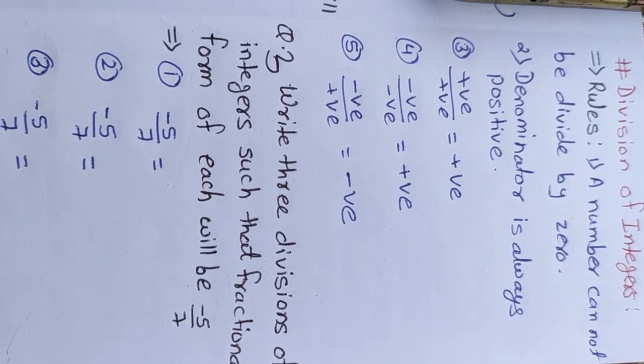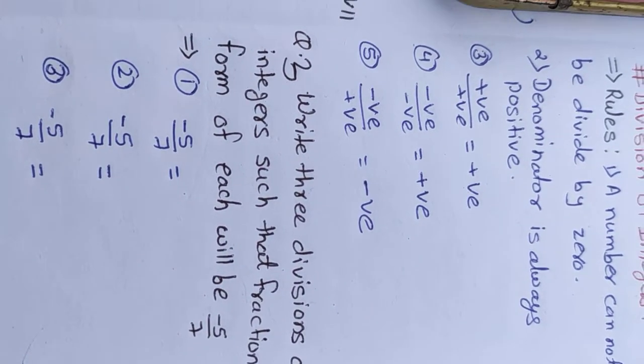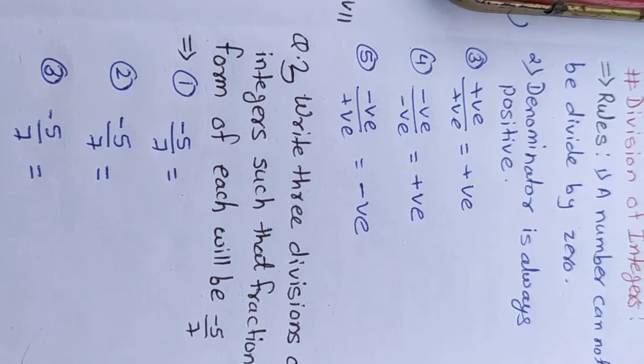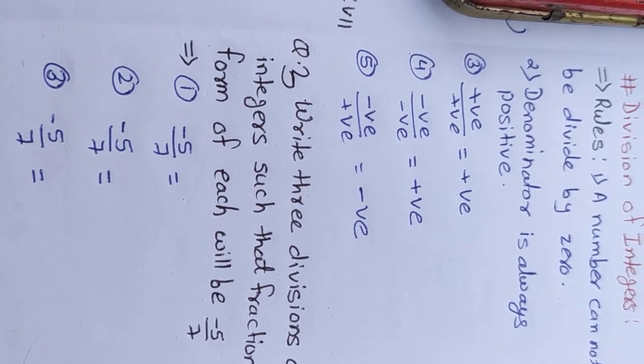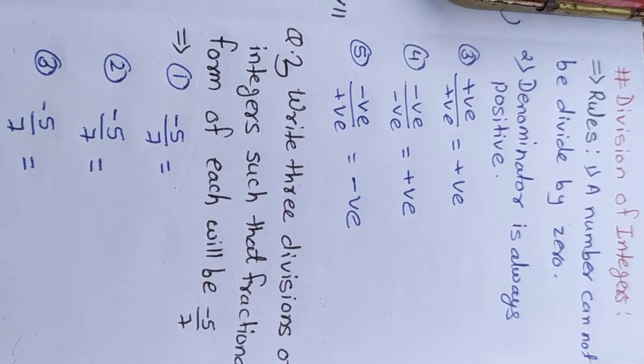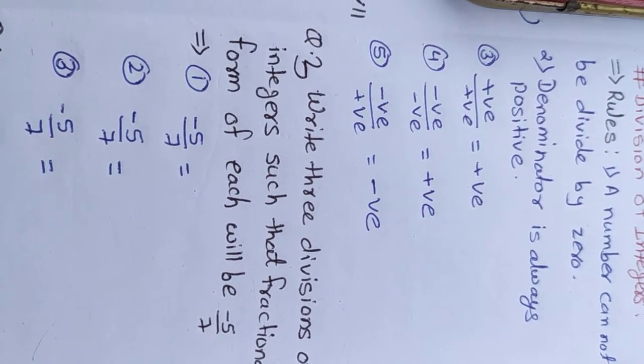Now let's start the practice set 9, division of integers. So there are some rules. First one is, a number cannot be divided by a 0. Like in multiplication, any number if multiplied by 0, the answer is 0. So here also any number cannot be divided by 0.